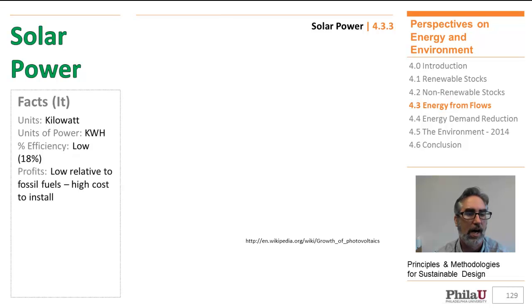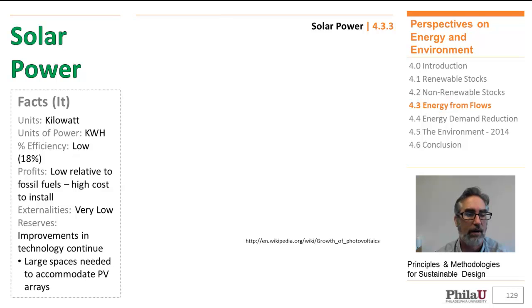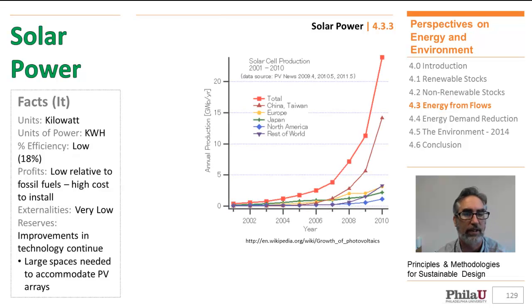Profits are very low relative to the profits of fossil fuels, and the high cost to install is also a problem. But the negative externalities are actually very low, and the reserves can come from improvements in the technology as it continues to get better. The other problem is the large spaces needed to accommodate PV arrays. In order to get a lot of electricity, you need a lot of space. The other problem is we're not going to have 24-hour sunlight.